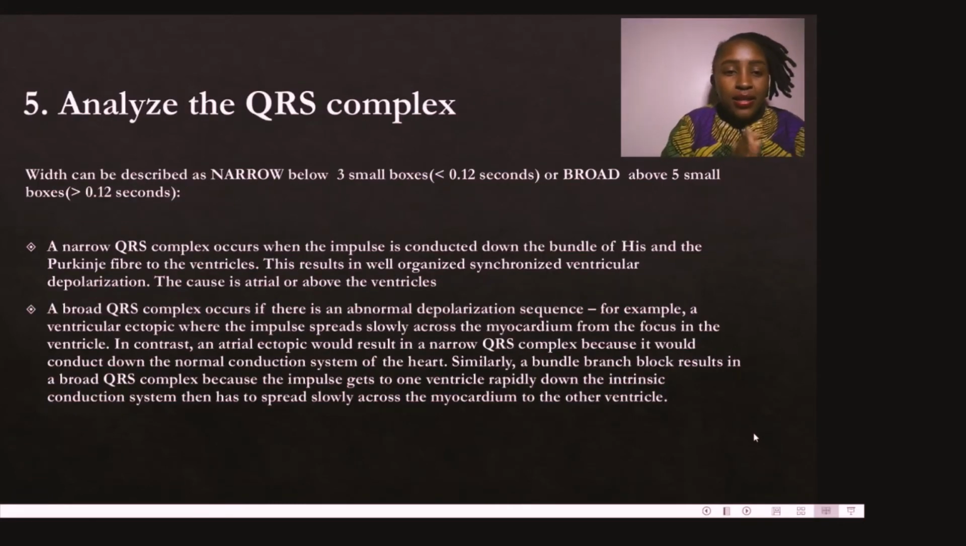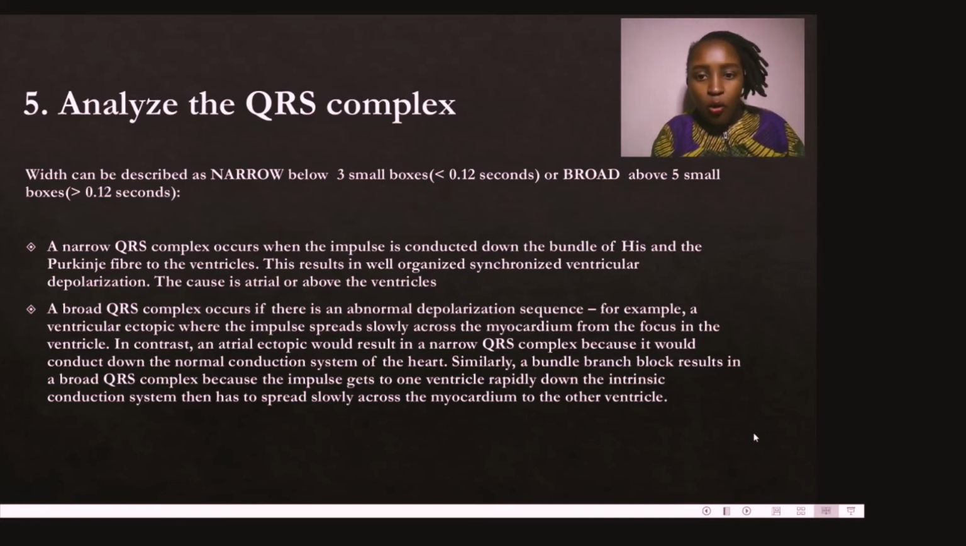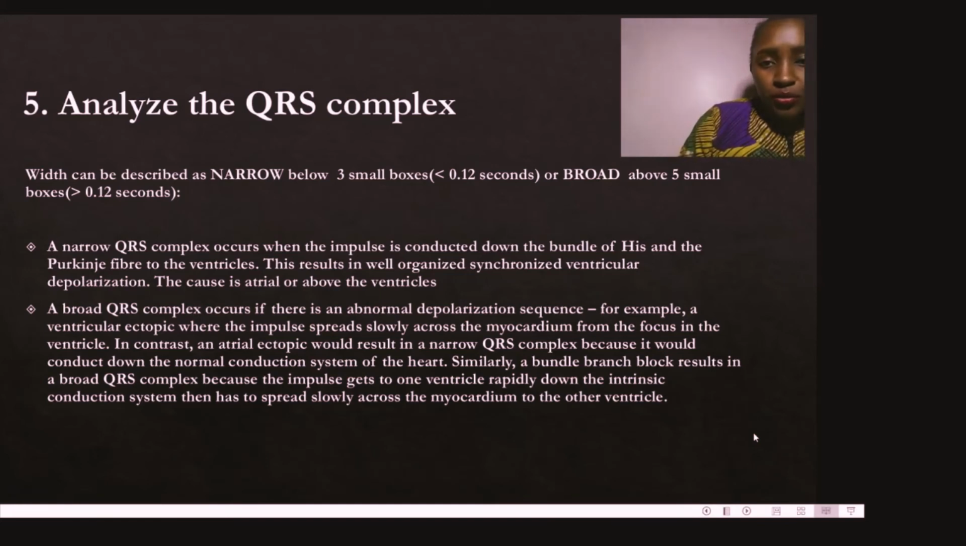Criteria of analyzing ECG rhythms is about recognizing the QRS complex, and what is most important is to tell whether it is narrow or broad or wide. Because when we have a narrow QRS complex, the malfunction could be coming either from the atrium or above the ventricles. So a narrow QRS is below three small boxes or less than 0.12 seconds, while a wide or broad QRS complex is above 5 small boxes or above 0.12 seconds.